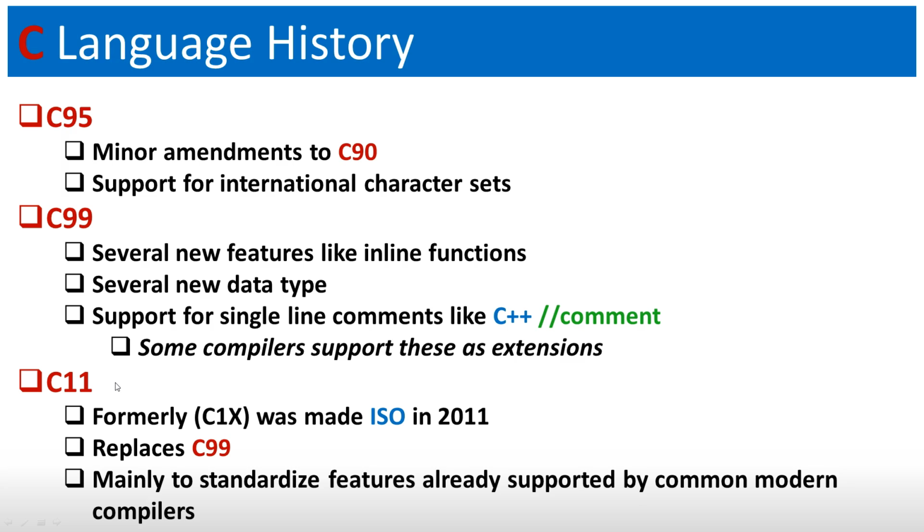In 2011, also known as C1X, there was another ISO standard referred to as C11. It replaces C99. The main reason for it was to standardize some of the features that started showing up in modern compilers.